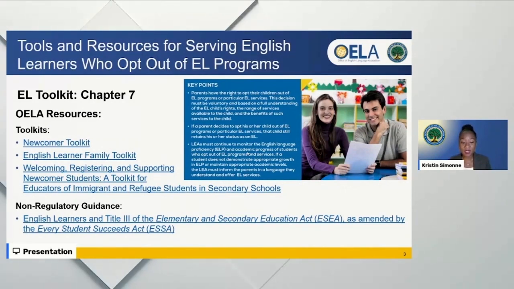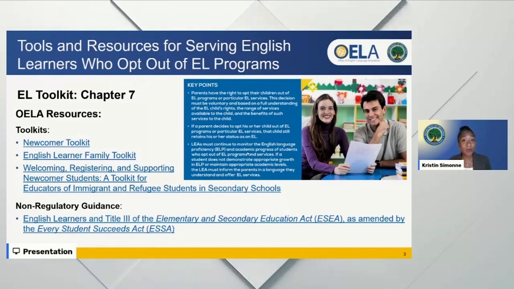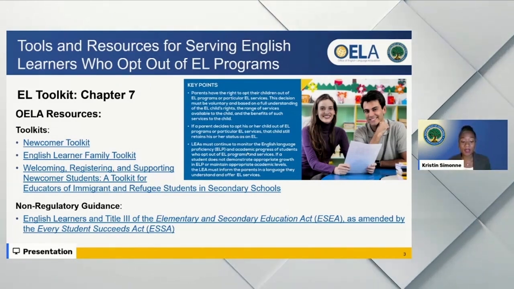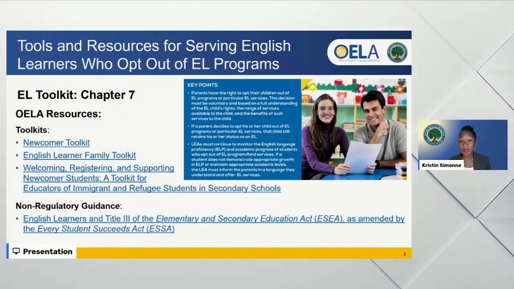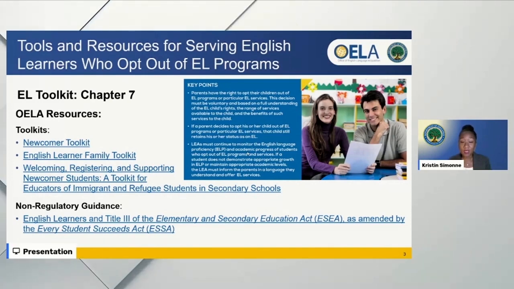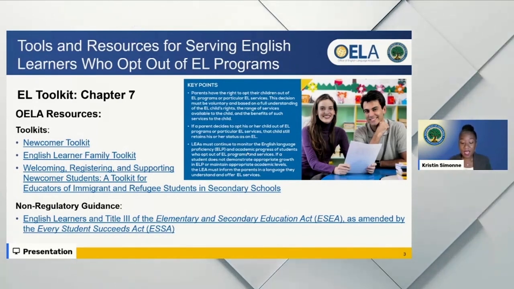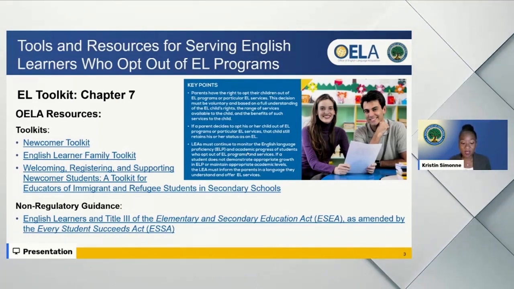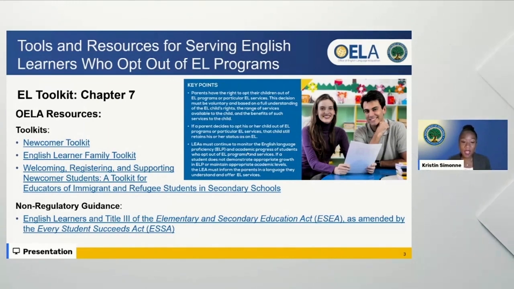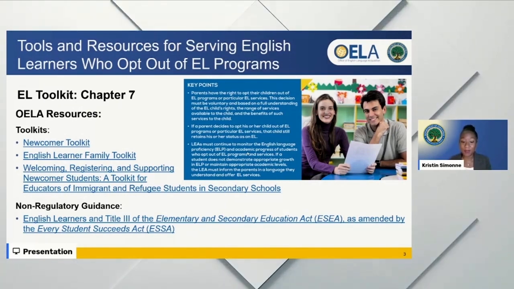The local education agency must provide guidance in a language parents can understand to ensure that parents understand their child's rights, the range of English learner services that their child could receive, and the benefits of such services. OELA resources, such as the Newcomer Toolkit and the English Learner Family Toolkit, discuss the guidance for informing the families of English learners regarding decisions to opt their child out of English learner programs and the importance of monitoring and supporting English learners who opted out in their language development as well as academic achievement.